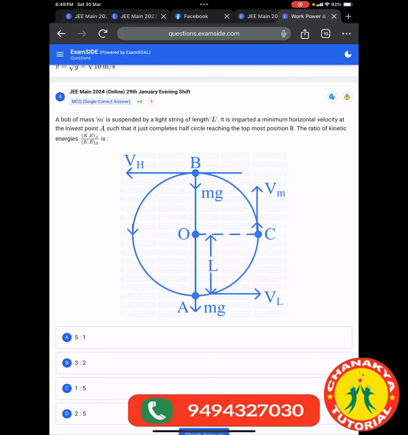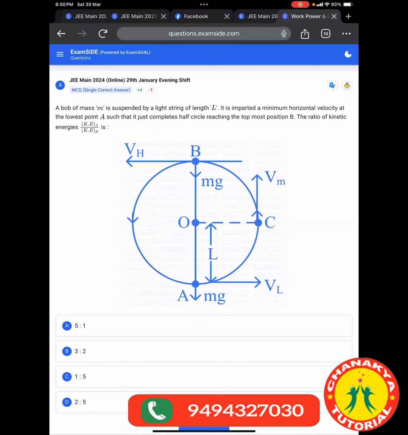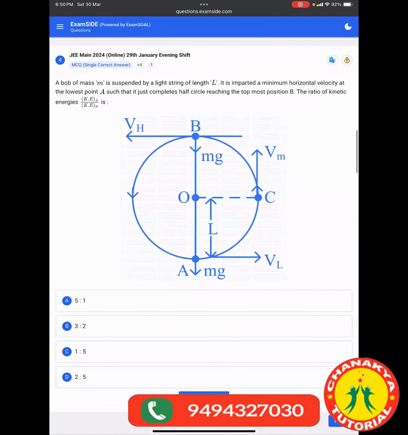See, in the question it should be C and A they have to ask, right? Because B velocity is 0. So 0 is to half kinetic energy at B, so that will be 0 is to 1. But none of the options are showing like that, right? You complete the half circle, reaching the topmost position B, so they should ask that. Then why have they given this C point? Correct, no? So I think there is some mistake in this question.